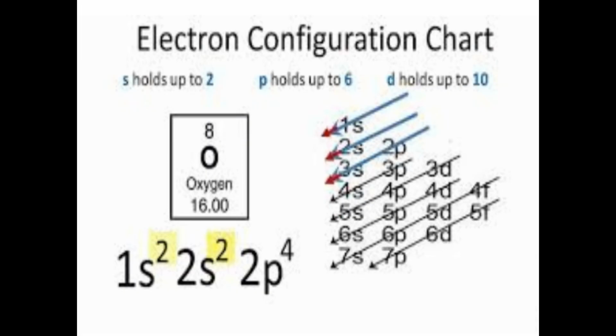The next is oxygen. You see, you have only 8 electrons this time. The first 2 electrons are going in 1s. The second 2 electrons are going in 2s and 2p4. 2 plus 2, 4, and 4 plus 4, 8. Because the atomic number is just 8.